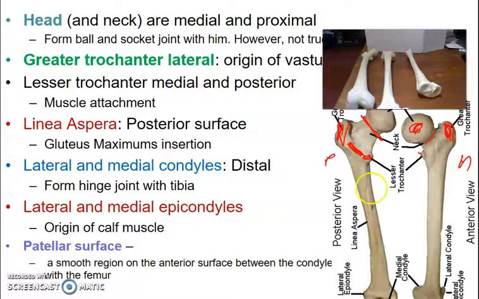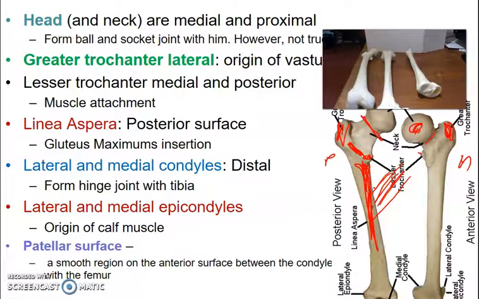Now you have the linea aspera right there. That's the line going down. And then you have a triangle at the top called the gluteal tuberosity. The gluteus maximus inserts on this entire line right here. And you actually have the adductor magnus coming in as well and attaching to that line.